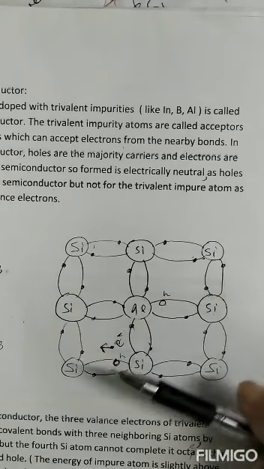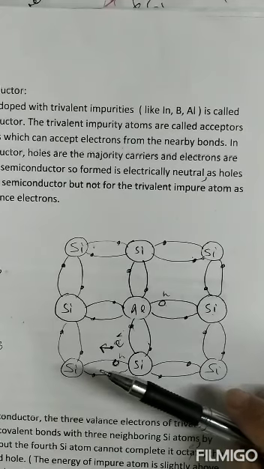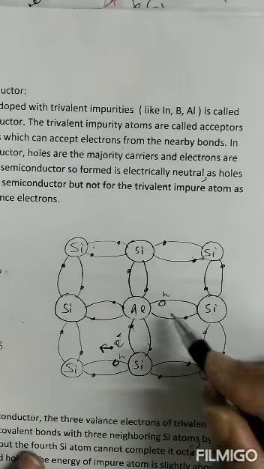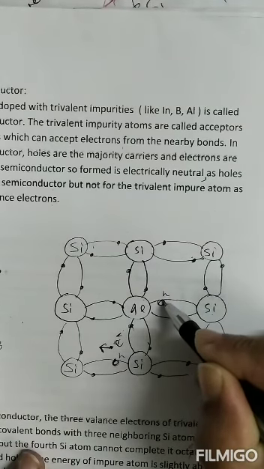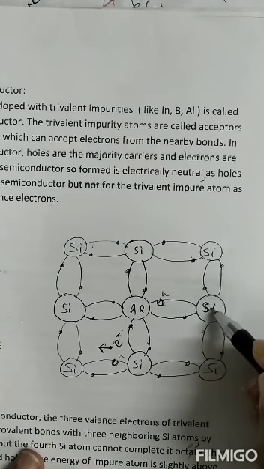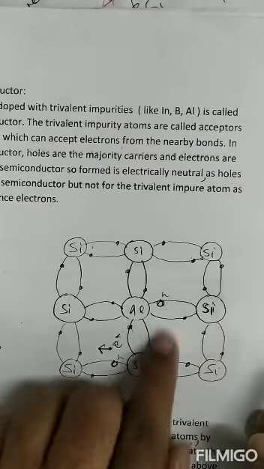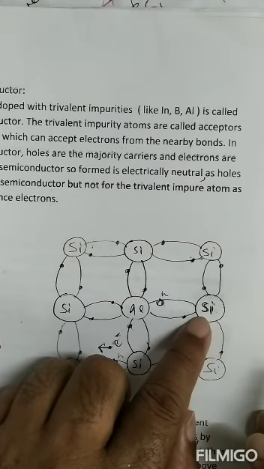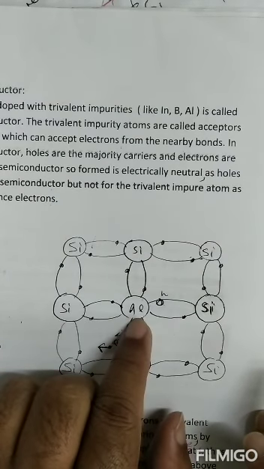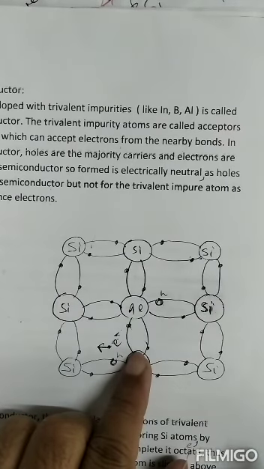Though it is a p-type semiconductor, this crystal is still electrically neutral, because this deficiency is only for this silicon atom. This deficiency is not for aluminium, because aluminium has only 3 valence electrons.